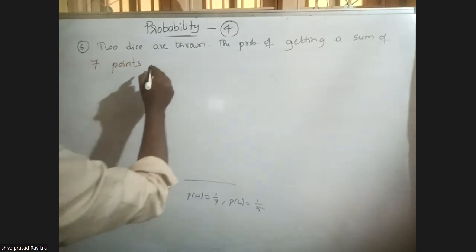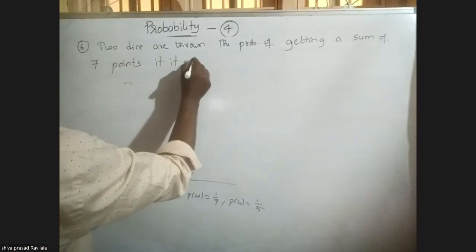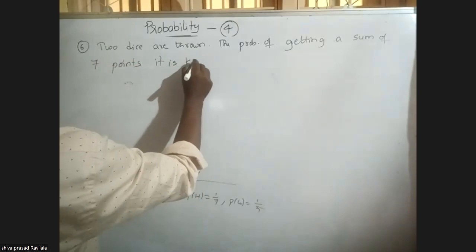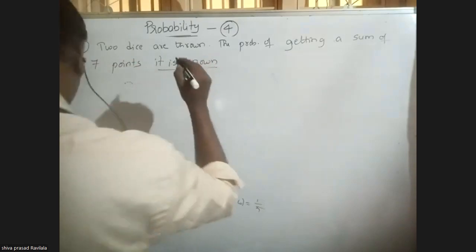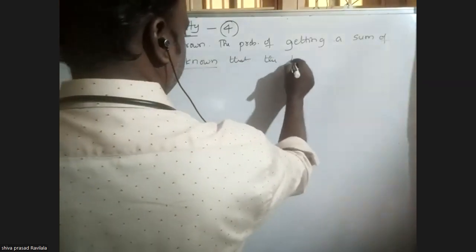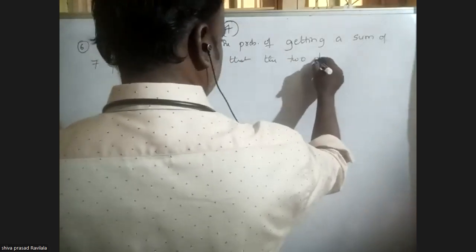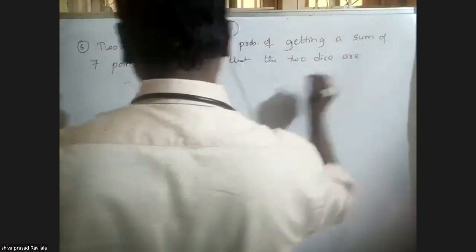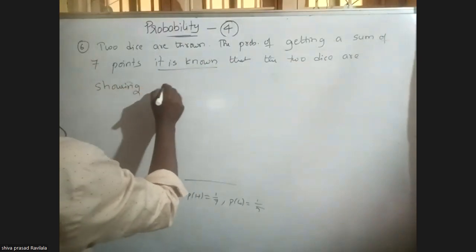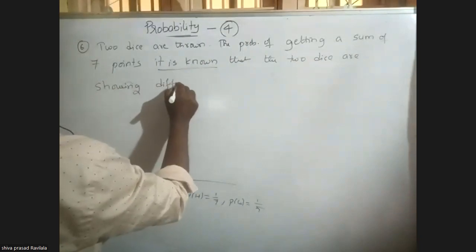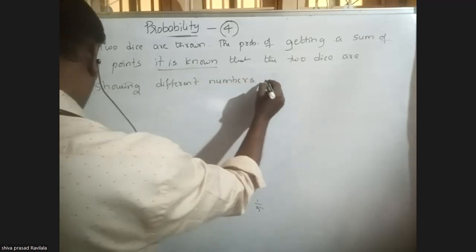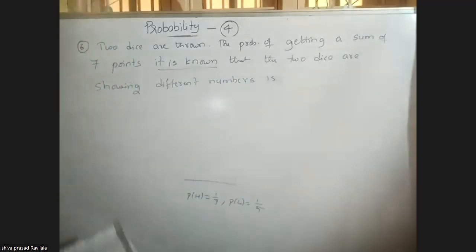Sum of 7 points, if it is known. If it is known, what is the meaning of this one? It is known that the two dice are showing different numbers.